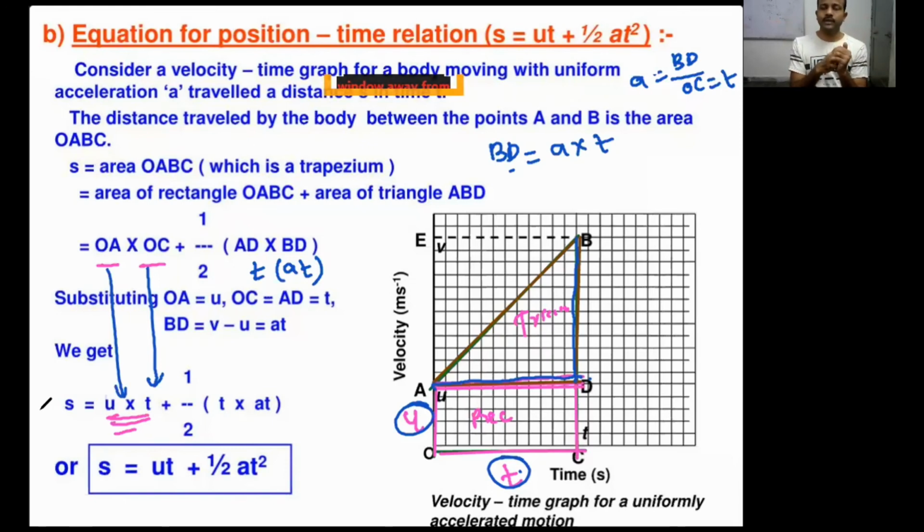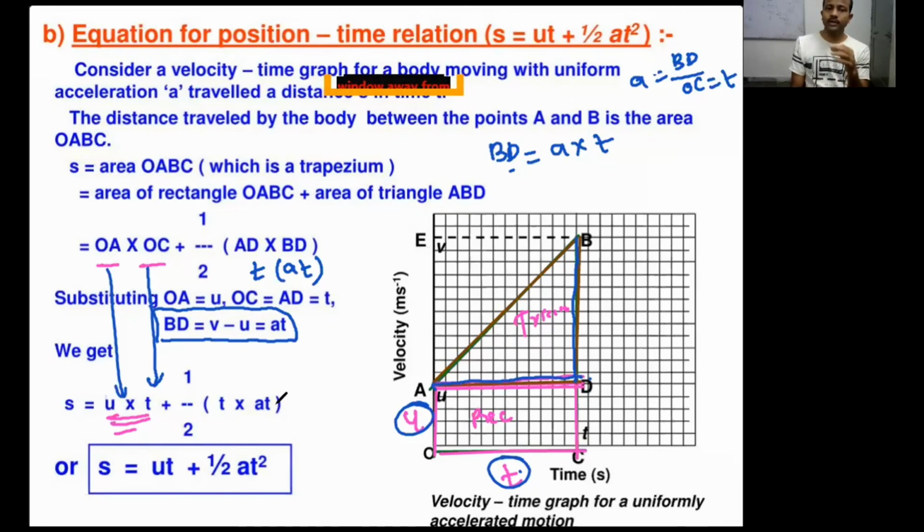Area of the triangle is half of the base into height. Here base is AD, height is the BD. So AD will give you the time t and BD will give you the change in velocity v minus u equal to AT, right? BD will give you the AT value, A into t, acceleration into time. Already we got from previous slide. So we got BD equal to v minus u, v minus u equal to AT, right?